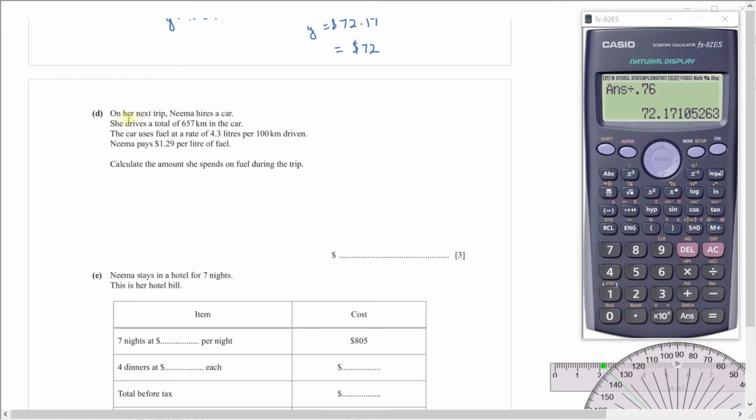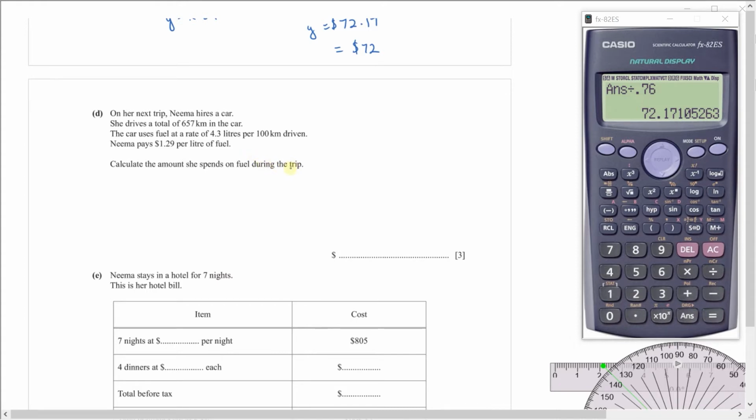Part D is on her next trip, Nima hires a car. She drives a total of 657 kilometers in the car. The car uses a fuel at a rate of 4.3 liters per 100 kilometers driven. Nima pays $1.29 per liter of fuel. Calculate the amount she spends on fuel during the trip.